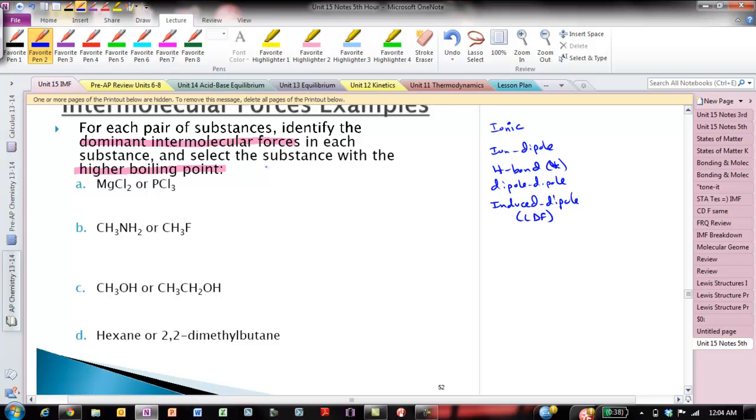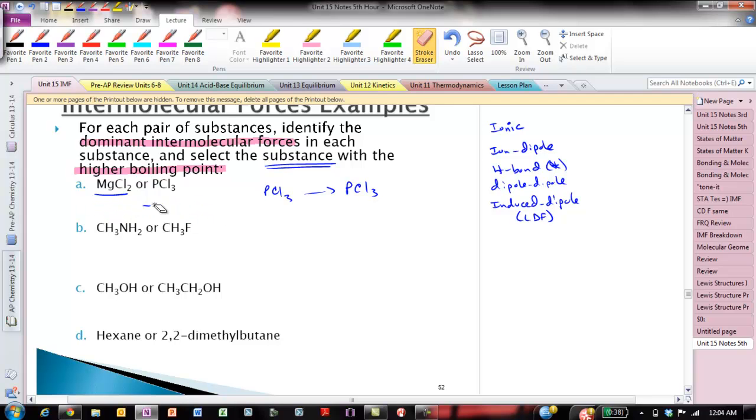Alright, so we're going to pick the substance with the higher boiling point. That doesn't mean we're mixing these two things together. We're picking, is it harder to separate MgCl2 from another MgCl2? Or is it harder to separate one PCl3 from another PCl3?